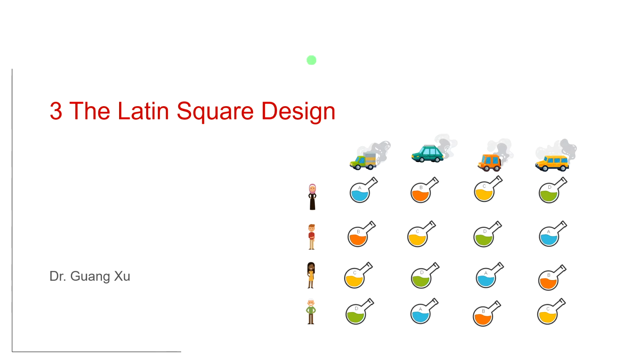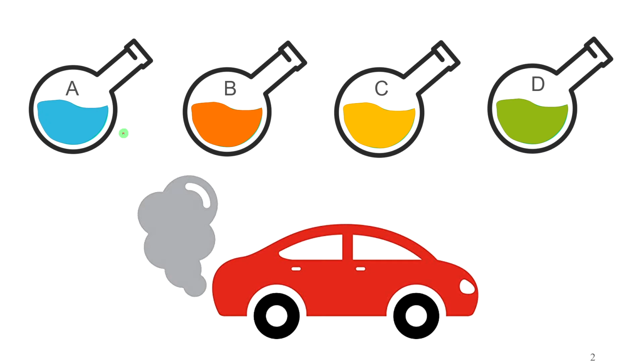In this video, I'll show you instances when two nuisance factors exist and you want to block these two factors using the Latin square design. Let's look at a problem first.